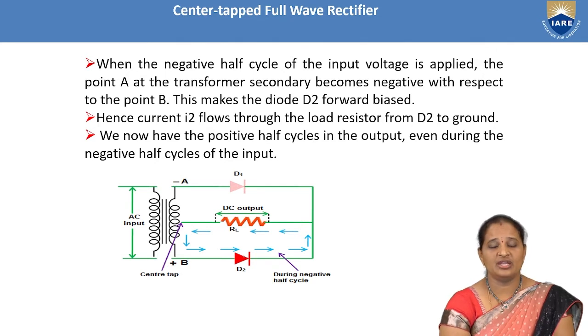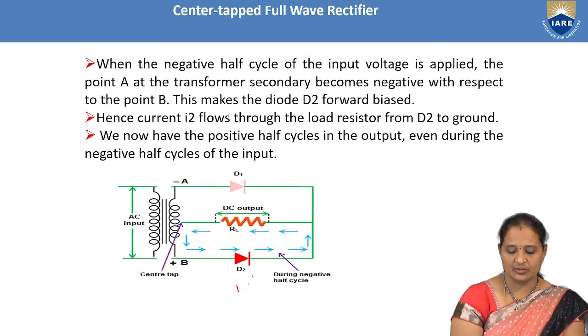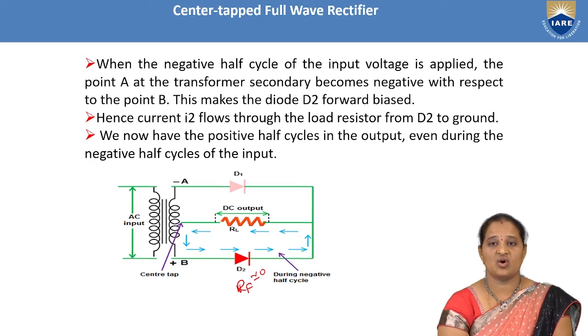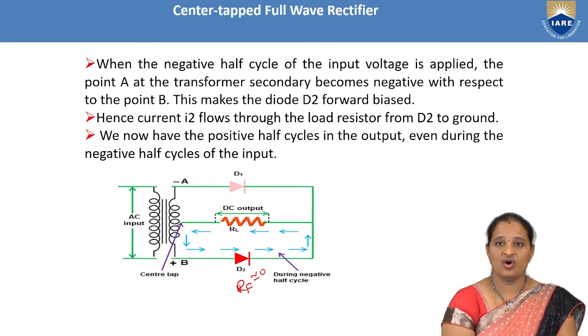And as diode D2's anode is connected to point B, which is at more positive potential, the diode D2 becomes forward biased and hence it is short circuited. Short circuited means it offers very little forward resistance, so that is almost equal to 0. The forward resistance offered by the diode which is on is approximately 0. And hence the current flows through the diode D2, through the load resistor, and through the lower half of the secondary winding. So this is the flow of current.